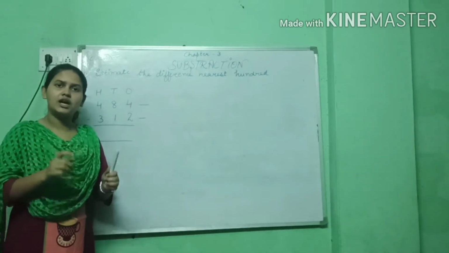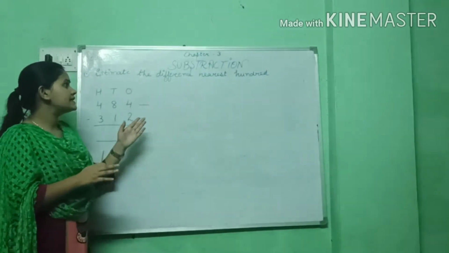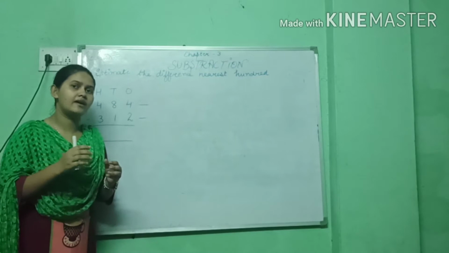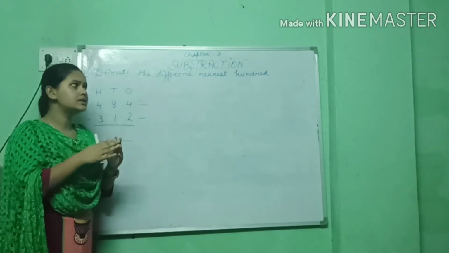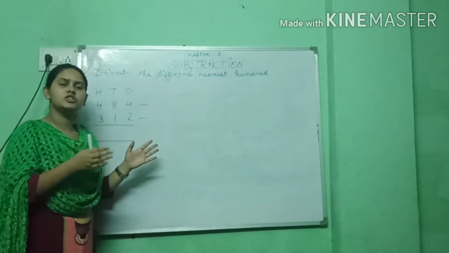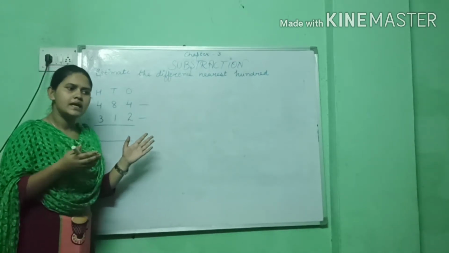So today we are going to start our chapter 3 revision, right? Chapter 3 subtractions. So in our previous video, what have we done? We have done 4-digit subtraction, and here's 3-digit number subtraction.